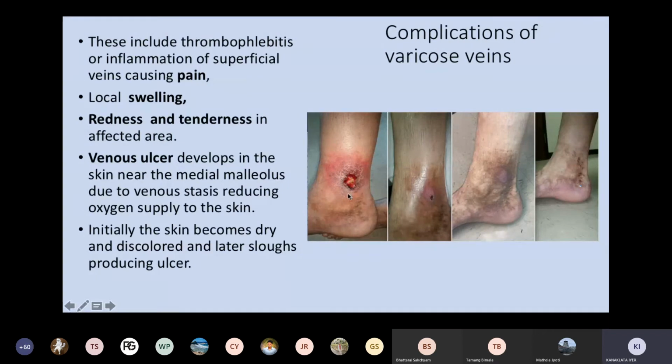The venous blood does not move, so the arterial blood cannot come, and that is why the skin becomes dry, discolored, and then later on it sloughs off, and that is called a varicose ulcer, which is generally seen at the ankle level.